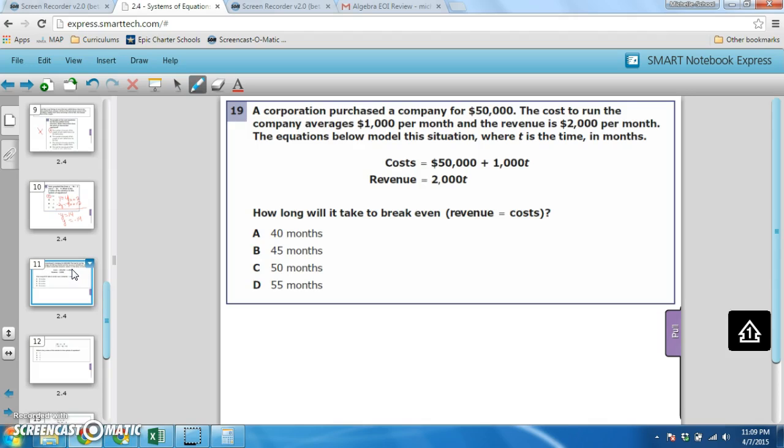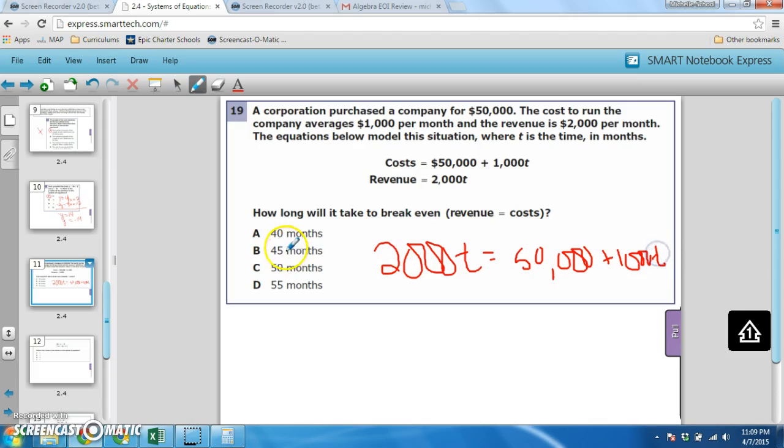A corporation purchased a company for $50,000. The cost to run the company averages $1,000 per month, and the revenue is $2,000 per month. The equation below shows this situation where T is the time in months. How long does it take for it to break even, for the revenue to equal cost? So we'd have 2,000T equals 50,000 plus 1,000T.